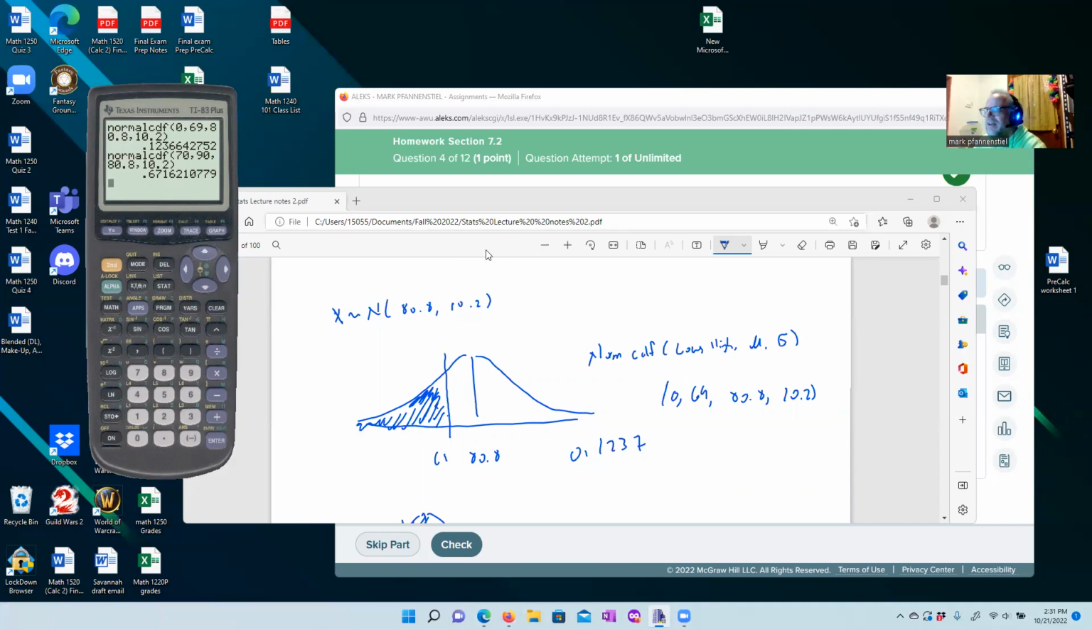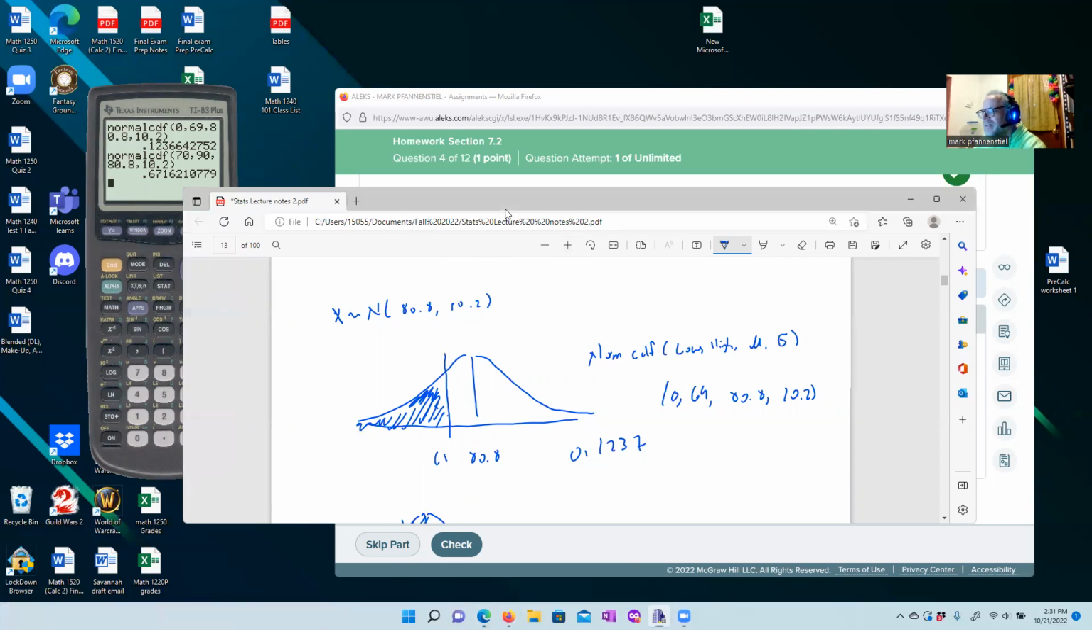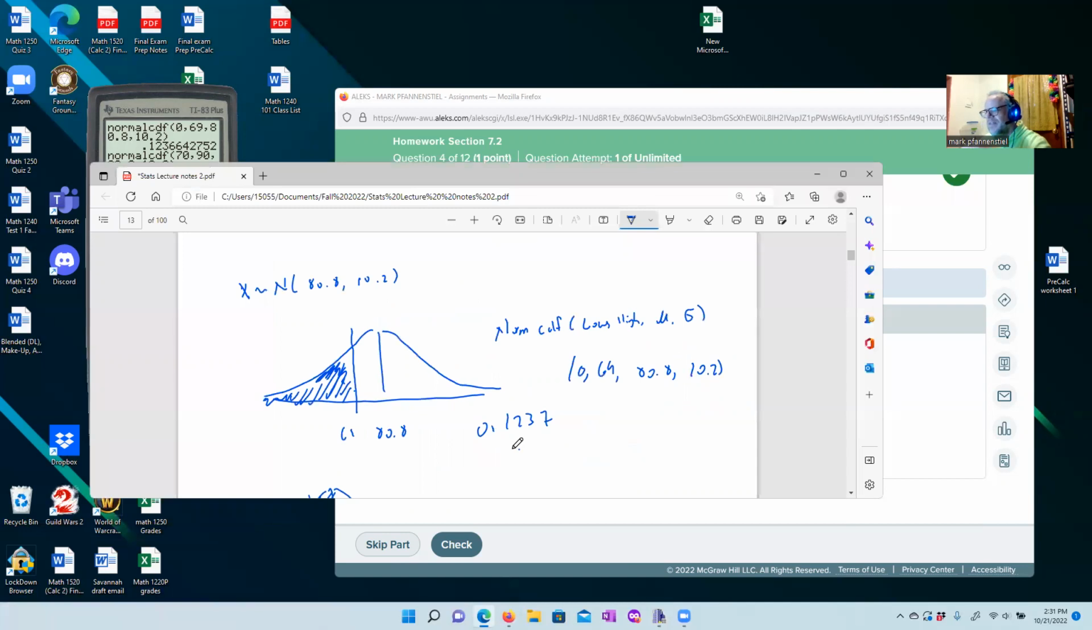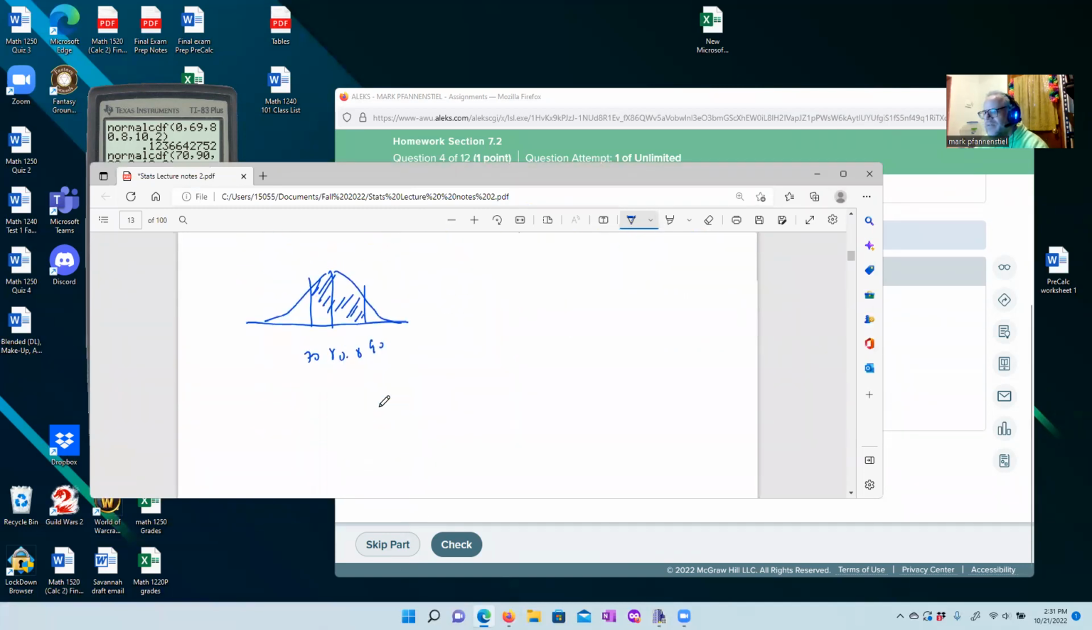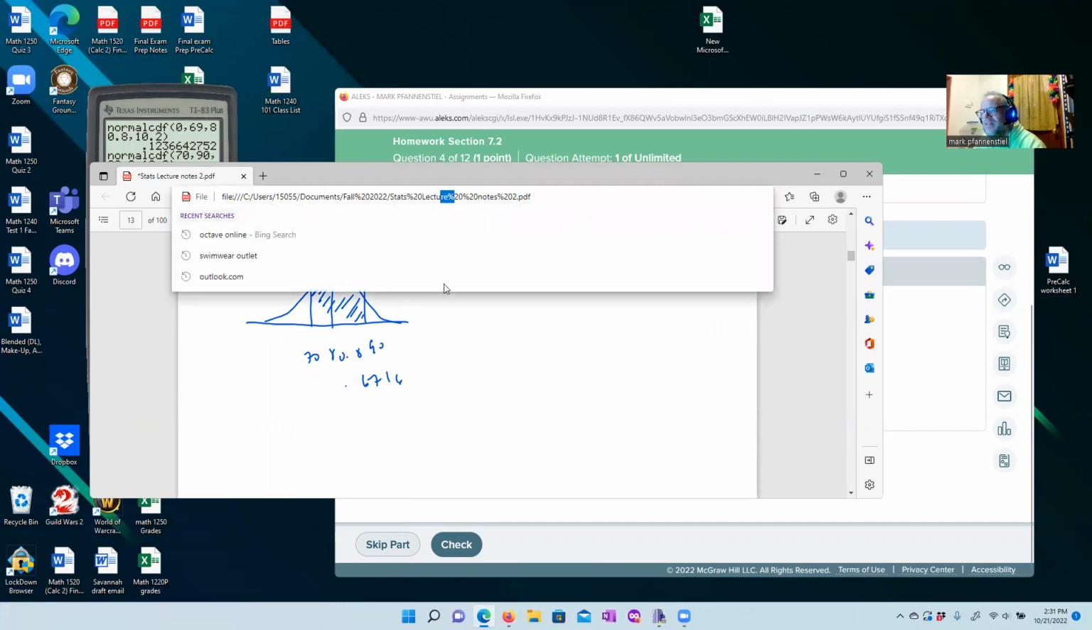Okay, 67.16%, so 0.6716. I just said it was about 68%, and 0.6716 is close to that. It's not going to be exact, and that's okay. We don't care.